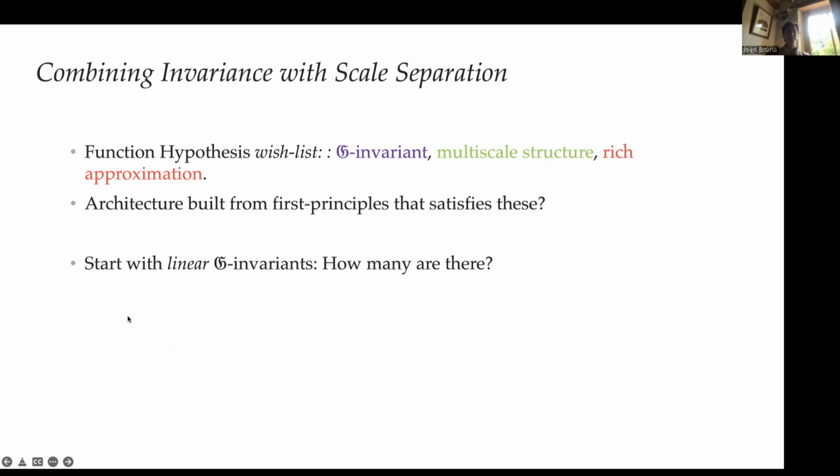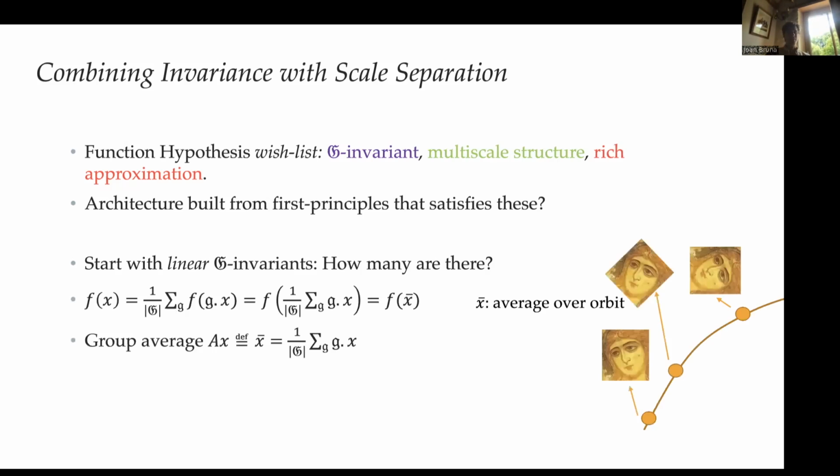How many are there? In fact, there are not so many. There's essentially only one operator that is linear and invariant to the group. This is exactly the operator that we just saw before, the average along the orbit. In fact, you can see that any operator F that is both linear and invariant has to be a function of the group average already.